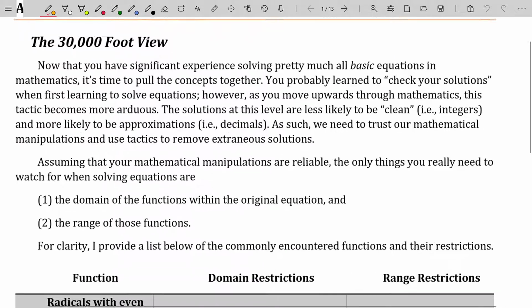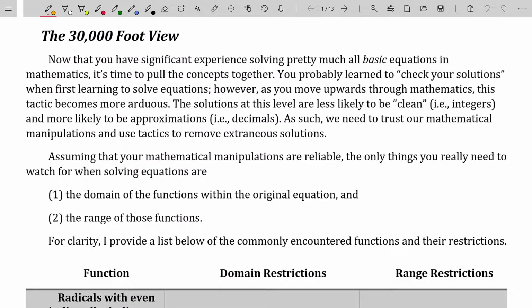So I'm going to read this paragraph here because this is important. Now that you have significant experience solving pretty much all basic equations in mathematics, it's time to pull the concepts together. You probably learned to check your solutions when first learning to solve equations, like when you learned to solve linear equations way back in middle school or elementary school. You had to check your answers. But that gets really tedious as we move forward into advanced mathematics because your answers get very robust. They're not likely to be clean answers like 5 or -2. They're likely to involve radicals and pretty ugly answers, actually.